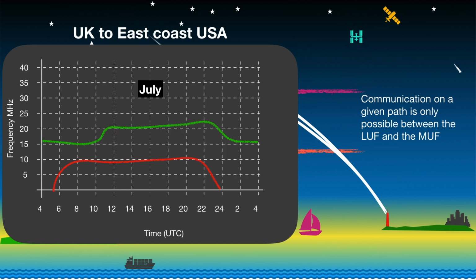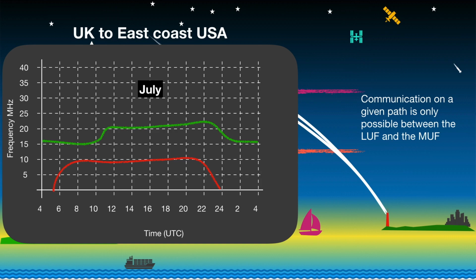So for example, at 6 o'clock in the morning, we're unable to use 17 megahertz, and we're unable to use about 4 megahertz. But at 4 o'clock in the afternoon, we're able to use 17 megahertz, but we're not able to use, let's say, 7 megahertz because it's below the lowest usable frequency. So it's in the band between the red and the green traces that you're able to communicate.